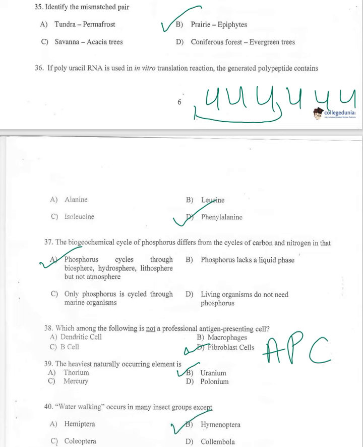The Hymenoptera are unable to walk on water, but they can walk on other substrates like foliage and plants. So that was the solution of the first 40 questions of the question paper for animal biology and biotechnology.